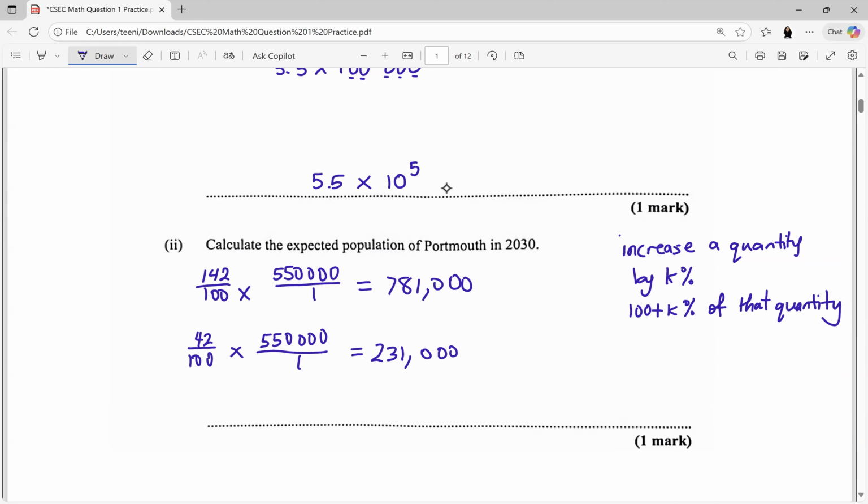So then you add that to the original amount. The total would be 550,000 plus 231,000, and that would give you 781,000. So this is method 1 here, and this is method 2. Which method did you guys use? Did you all use 1 or 2?